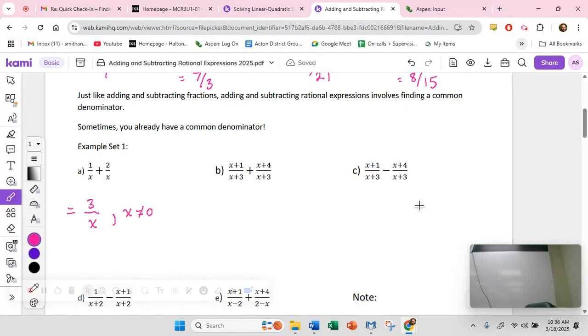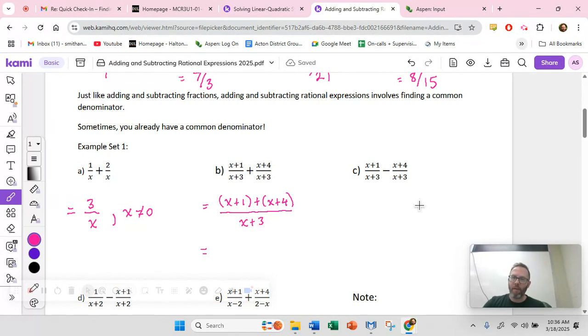Nod and smile. That just means you add the tops. Collect like terms, time travel back to Miss Answers' grade 9 class, or mine for some of you. And let's just combine the like terms. I'm going to show an intermediate step here. You can if you'd like. On the top, we're just going to add x plus 1 and x plus 4 together. The common denominator stays the same, just like adding fractions.